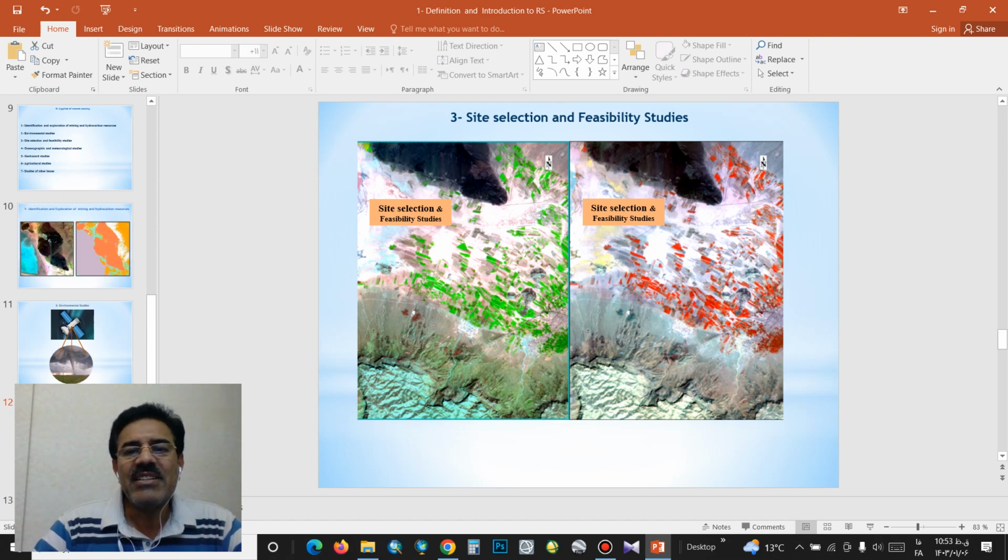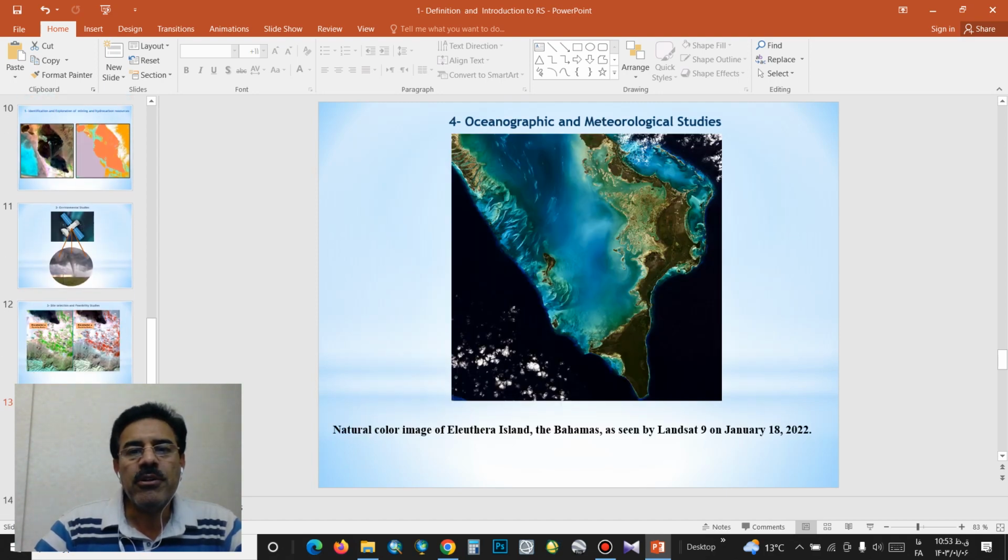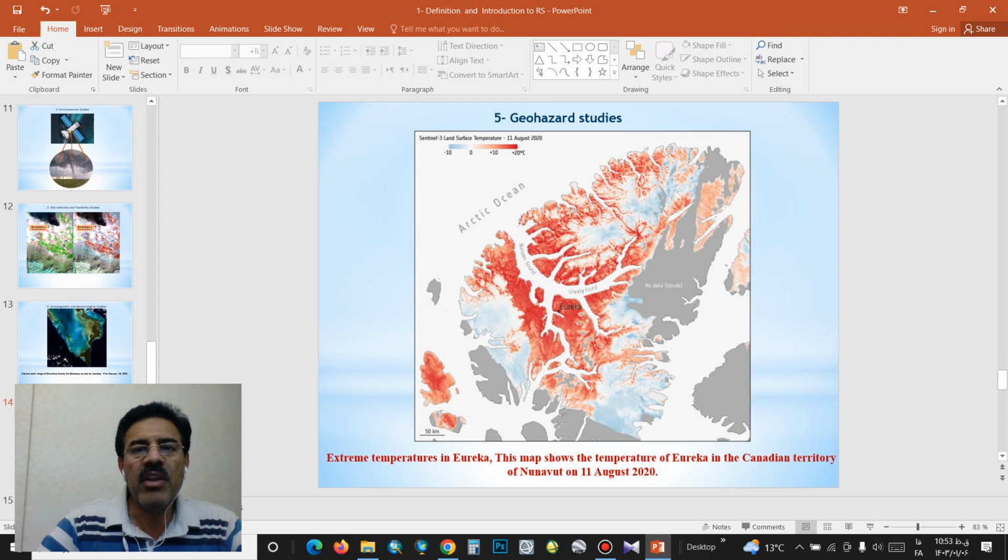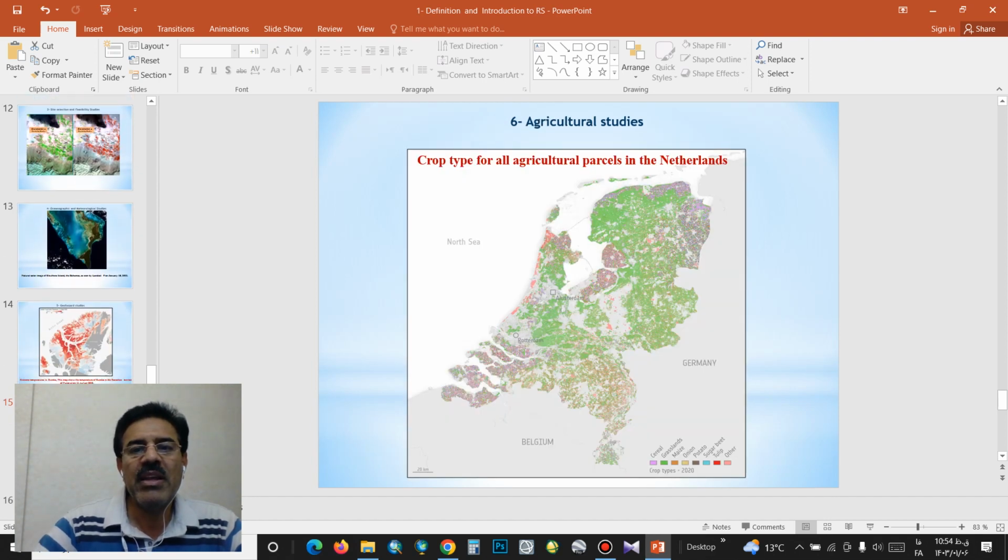Number 3, site selection and feasibility study, for example, for a factory, for mining and other areas. Number 4, oceanography and meteorological studies. Number 5, geohazard studies, for example, determining the temperature of the earth or the ocean. Number 6, agricultural studies. This picture is showing crop types for all agricultural parcels in the Netherlands.